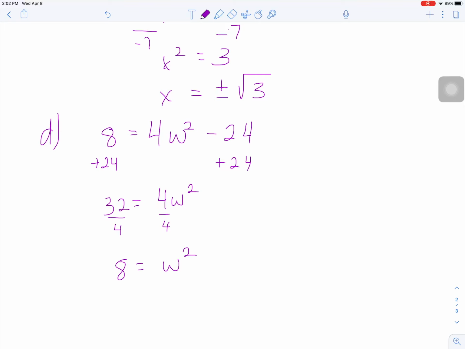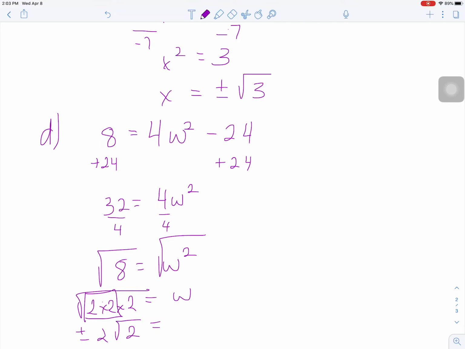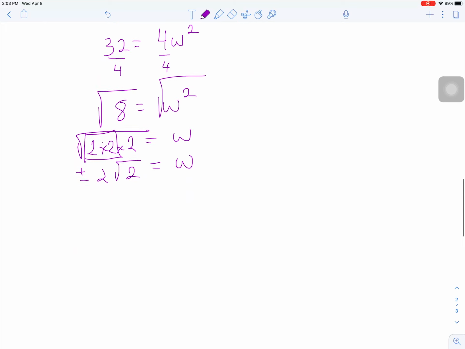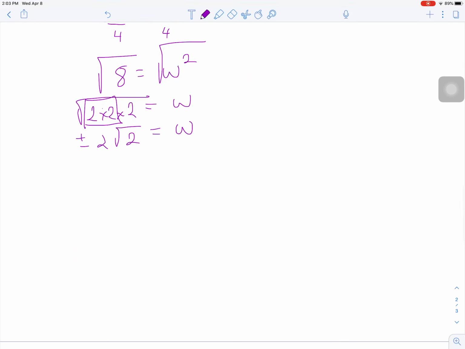Now it gets a little trickier here, because taking the square root would get you the square root of 8, which is actually 2 times 2 times 2 underneath that square root. These we can pull out, so you have w equals plus or minus 2 times the square root of 2. A little bit trickier when you're working with that. Moving on to E. They're just going to keep making it more difficult as we go along.